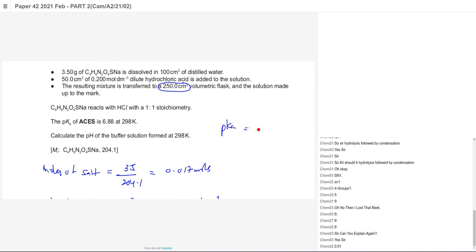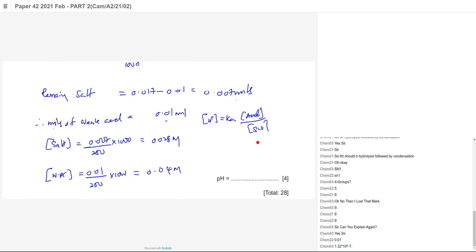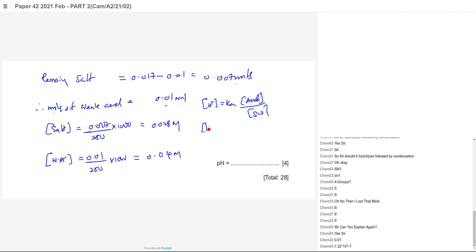pK is minus log to the base 10 Ka, so therefore Ka is inverse log minus 6.88. Inverse log minus 6.88 is how much? 1.318 to the power minus 7. 1.32, yes, you can take that. And then you substitute that. H plus equals 1.318 times 10 to the power minus 7.